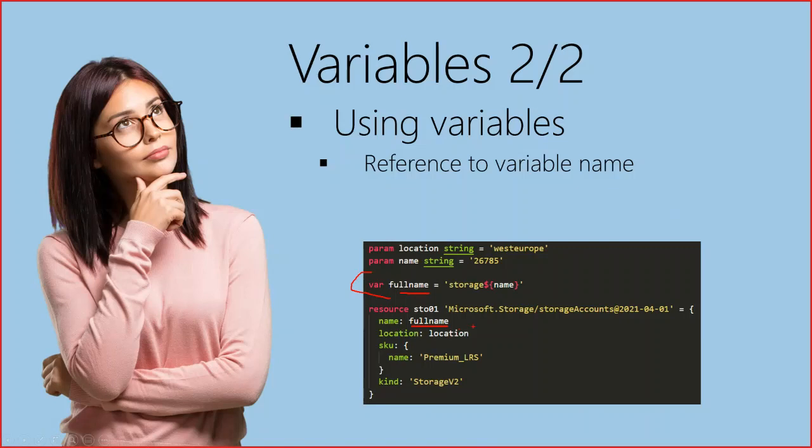Now you can see here a thing that I quickly want to mention, which is now somehow concatenating two values. So one is storage as a string, and then second is dollar parentheses name, which is then the value that has been submitted as a parameter value. So this method is called interpolation, which means that we're actually using a value from some other element to construct this variable in this case. Right.